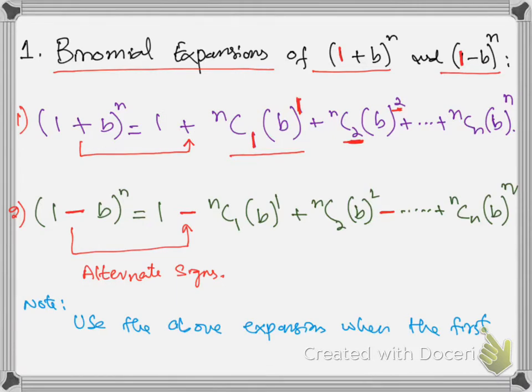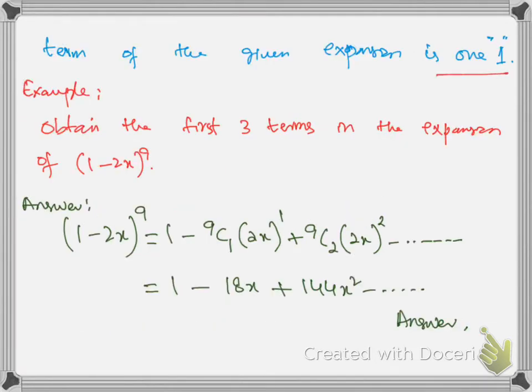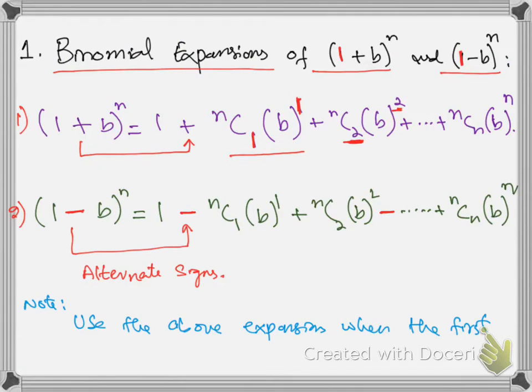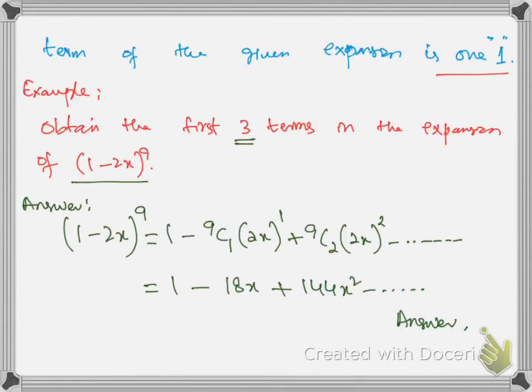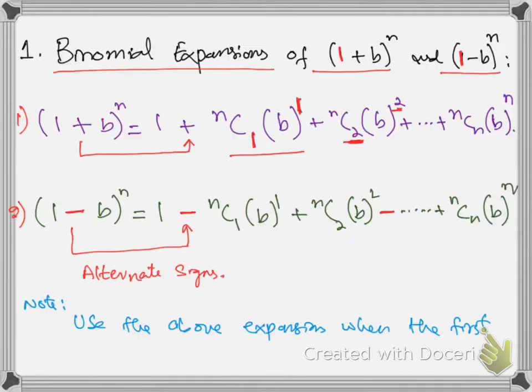Note, use the above expansions or theorems when the first term of the expansion is 1. If the first term of the expansion is not 1, then don't use these theorems. Example, obtain the first 3 terms in the expansion of. Since the first term of this expansion is 1, therefore we will use the second form of the theorem, this one, (1 - b)^n here. Because of this negative sign, the signs must be alternate. So you just need to substitute the values into this theorem carefully.